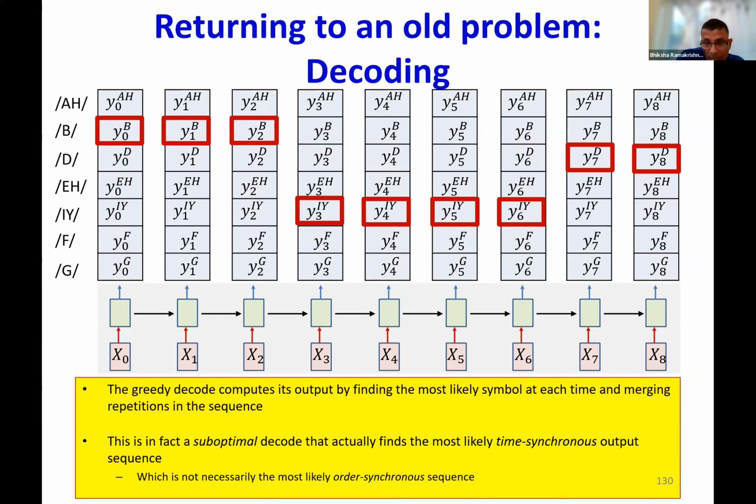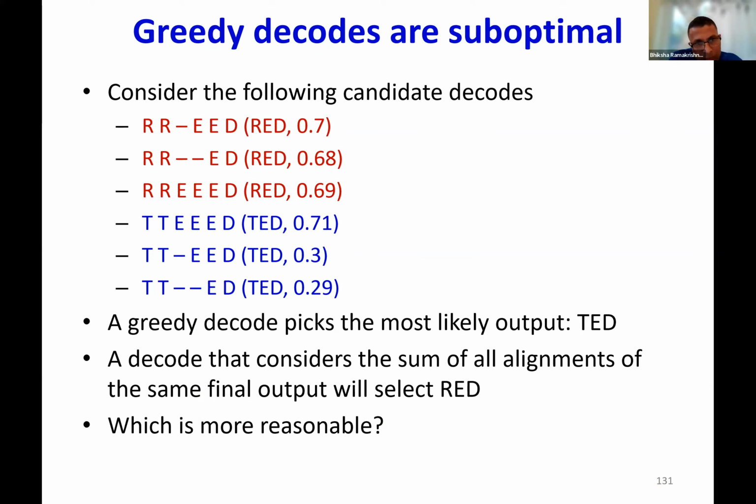But here is the situation, right? So let's say I have an input of length 6. So here are 6 different time synchronous hypotheses. The first is RR blank, 2 E's and D's with a probability of 0.7. Then it's RR blank blank ED with a probability of 0.68. You see how these numbers go, right? Now, if I pick the most likely symbol at each time, which one would I pick? What would my output be on this one? Anybody? It's going to be TED, right? Because that is the most likely one.